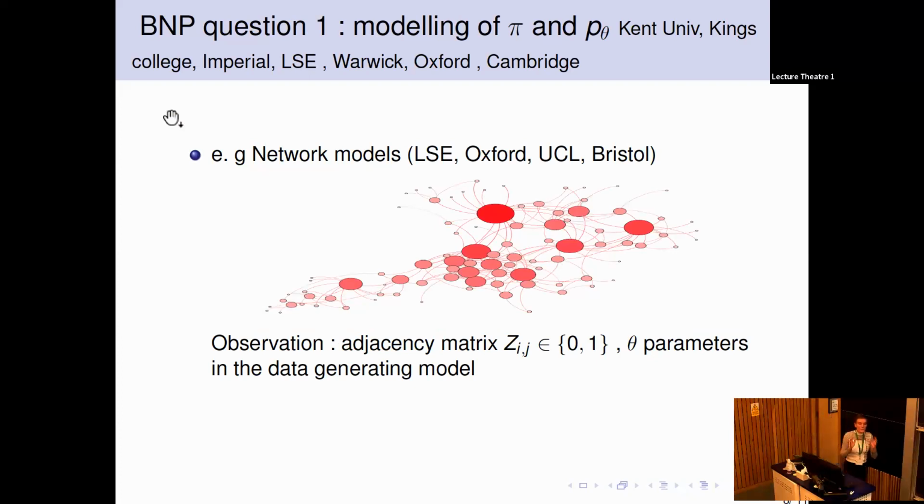So you have the key challenges. The three challenges are modeling, how to model P theta and pi, and there are two different types of models; then computation, which I've already talked about; and understanding the theoretical properties. For modeling, just to give you an illustration, I've listed people. A lot of people, because Bayesian statistics is very important in the UK, work on the modeling aspects in a lot of places.